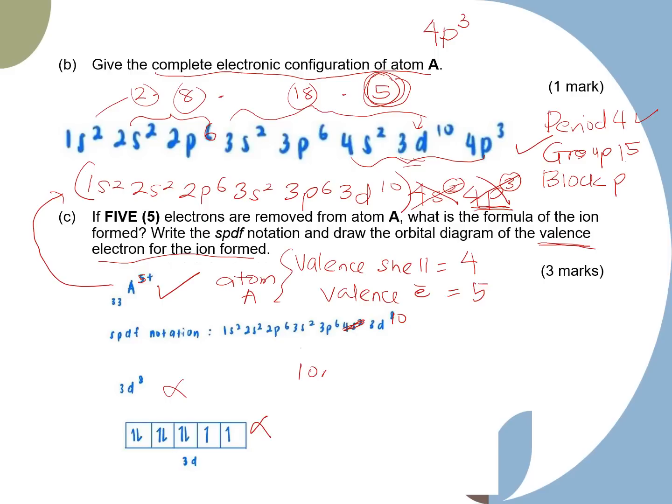How about ion A? Ion A, valence shell. How do we determine it using the electronic configuration in SPDF notation? Check the largest value of n. So the largest value of n is 3. Only 3, not 3s2, 3p6, 3d10. That one is the configuration. Okay, the shell is 3.